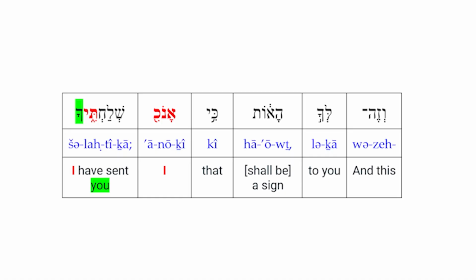It reads from right to left, "And this to you a sign that I have sent you." In the fifth box, notice the independent personal pronoun I, Anohi, followed by the verb with the sufformative I. The first pronoun is unnecessary grammatically, and in fact the King James didn't translate it.